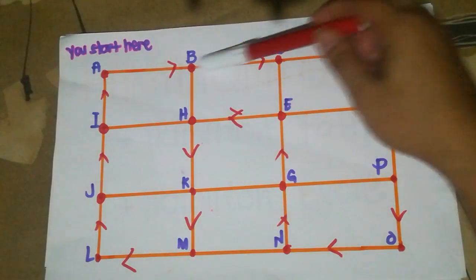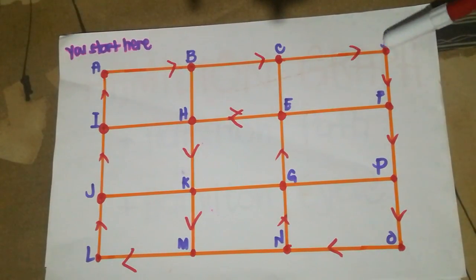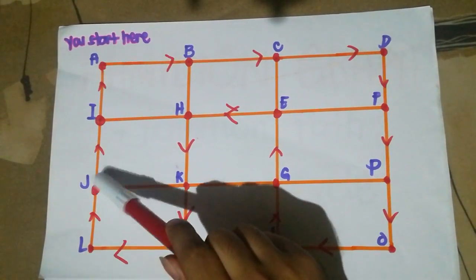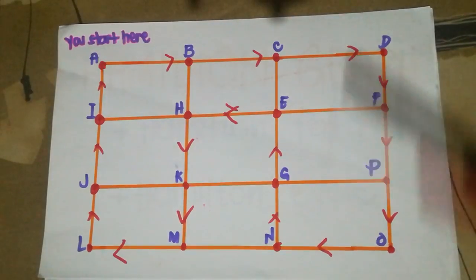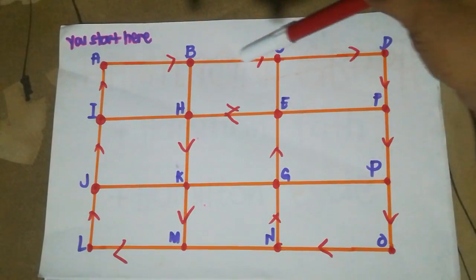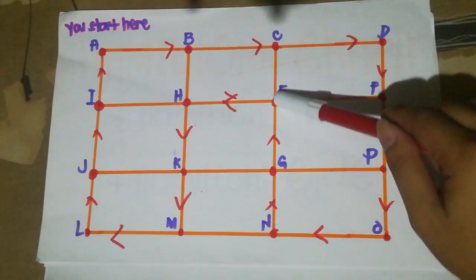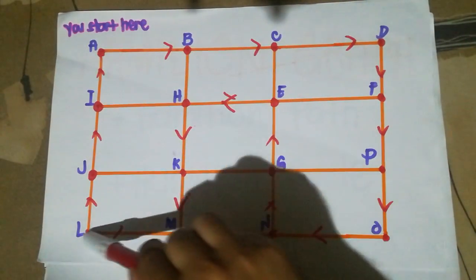So from A to B, then from B to C, from D to E, and then you go back again to A, and then from A you go to I, from I you go to J, from J you go to L. That's gonna be tiring. So if you're gonna follow the direction from A to B, B to C, C to D, F, P, O, M, G, E, H, K, M, L, J, I.